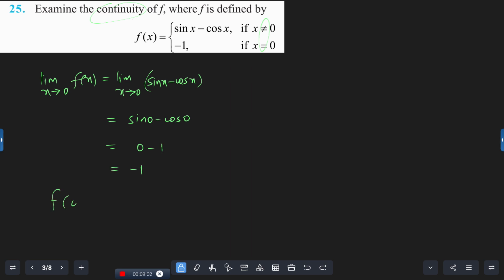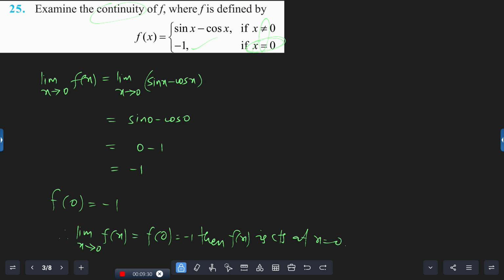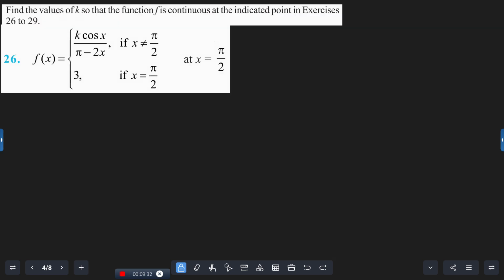Then the function value. The function value is where x equal to 0. So when x equal to 0, what is my answer? Minus 1, they gave directly. So therefore limit value and function value are equal. Limit value and function value are equal to minus 1. Then this is also continuous. So f of x is continuous at x equal to 0. Very simple. Right, next.